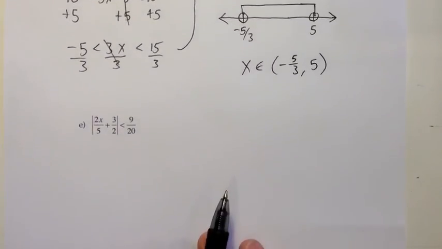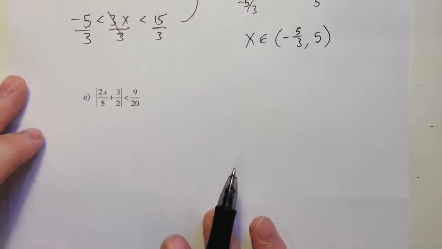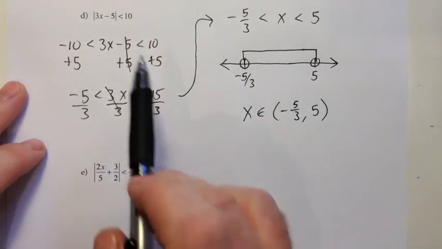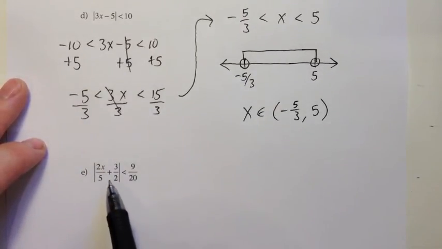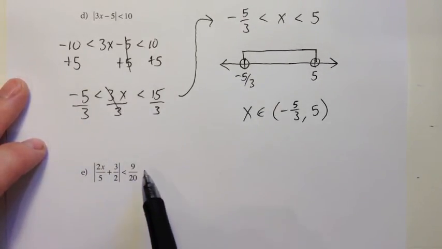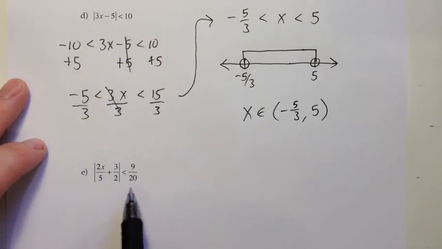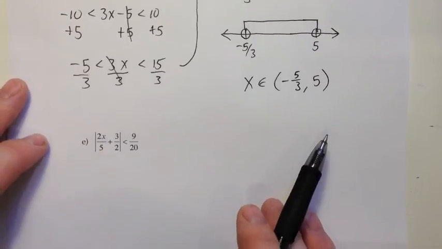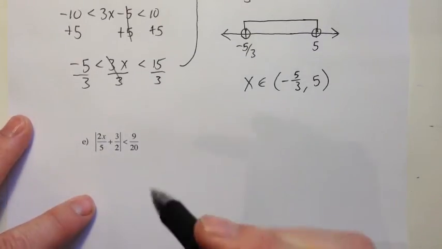Alright, let's take a look at one final example. And this one, I would actually argue, is just like the last one. We have the absolute value of an expression is less than, sorry, a positive constant. So just like that, except there's fractions. But the fractions don't really change what you would do.